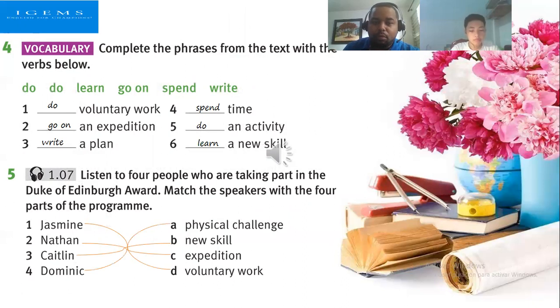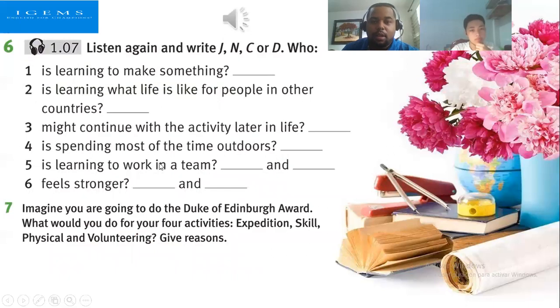So what we are going to do in exercise number 6 is the following. We are going to identify who is saying this, or who matches this description. For example, is learning to make something. Then you use your intuition and say, I think this person is, and then you say the initial of the person. Do you understand? Would you like to listen to the audio again, or you can do it like that?